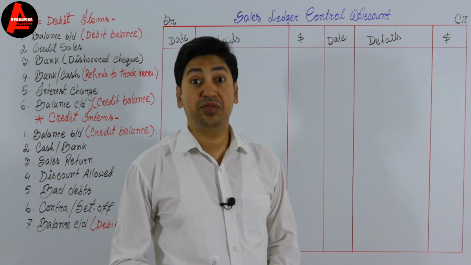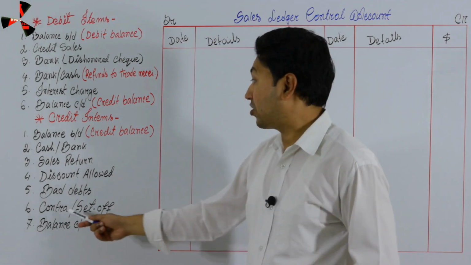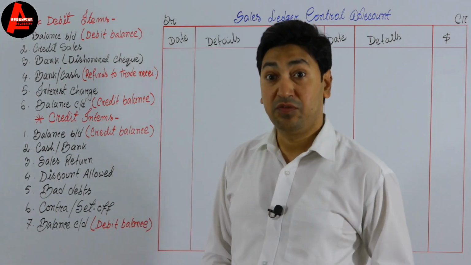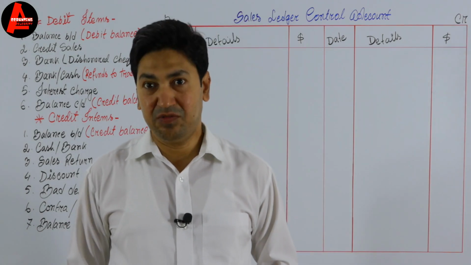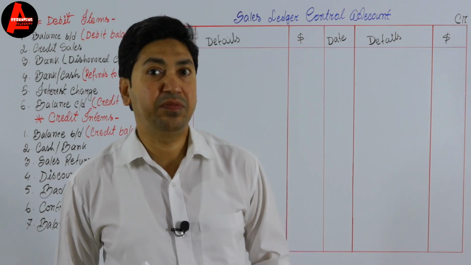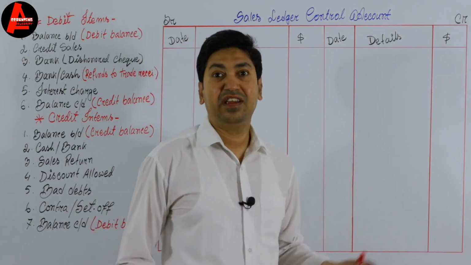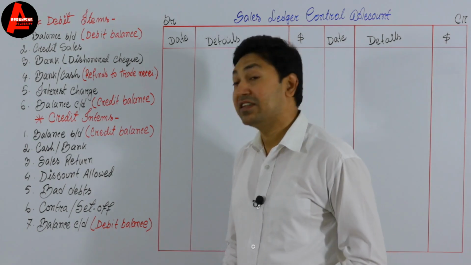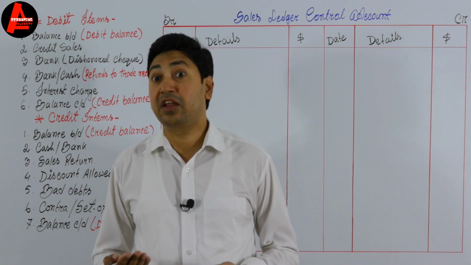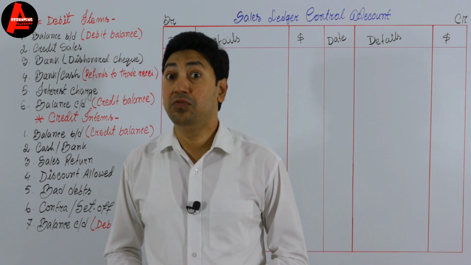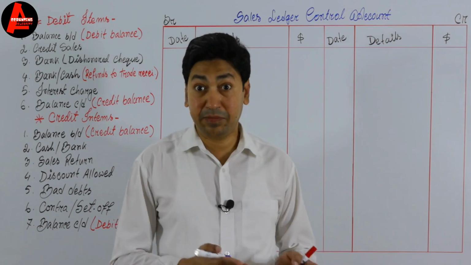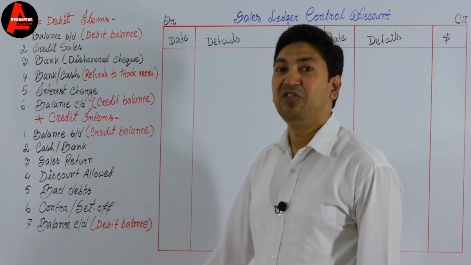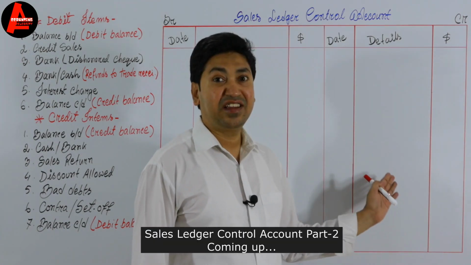Do not forget, remember always. Set off and contra, these two terms are the same. Sometimes on the question paper set off will be written, sometimes contra will be written, but this will be recorded here on the credit side. Then we have number 7, the last one, balance CD. I told you already that if there are two closing balances, then it will be mentioned in the question whether it is a debit balance or credit balance. If you see it is a debit balance, then you need to write it on the credit side.